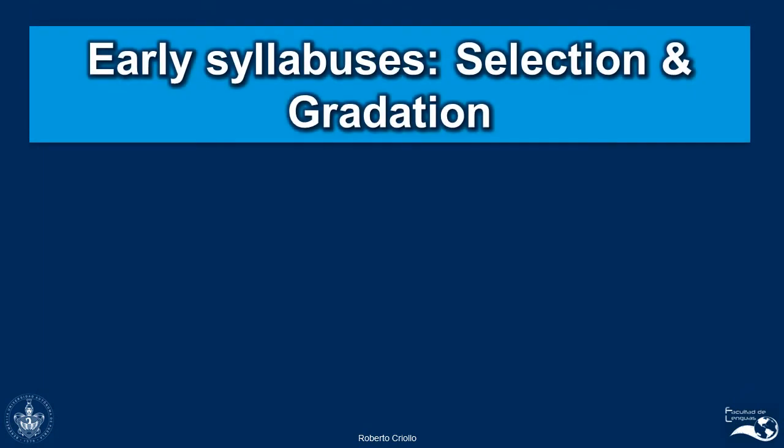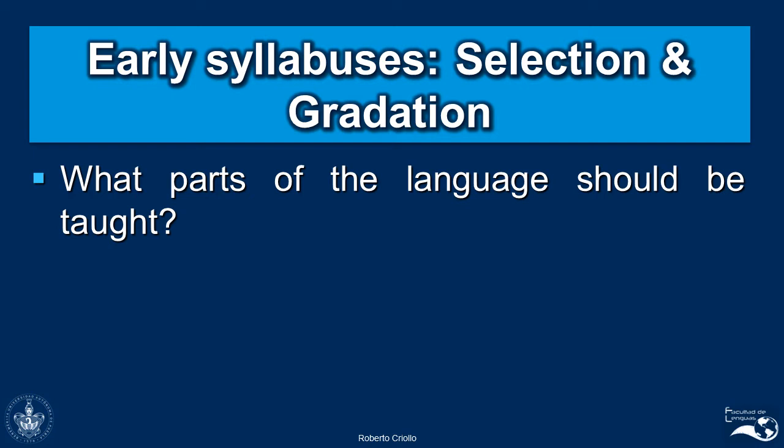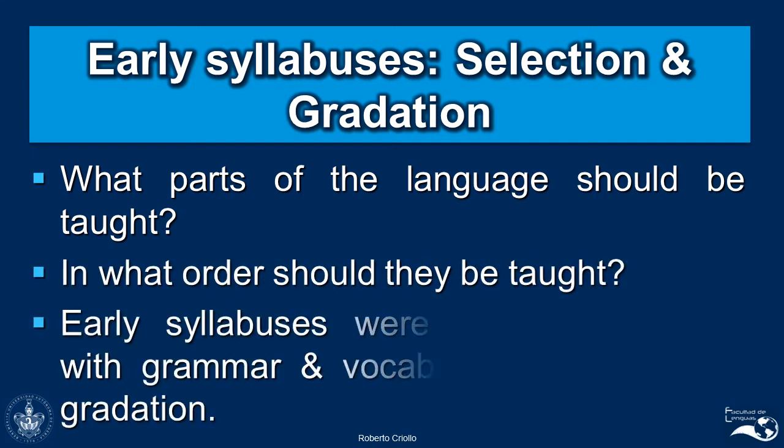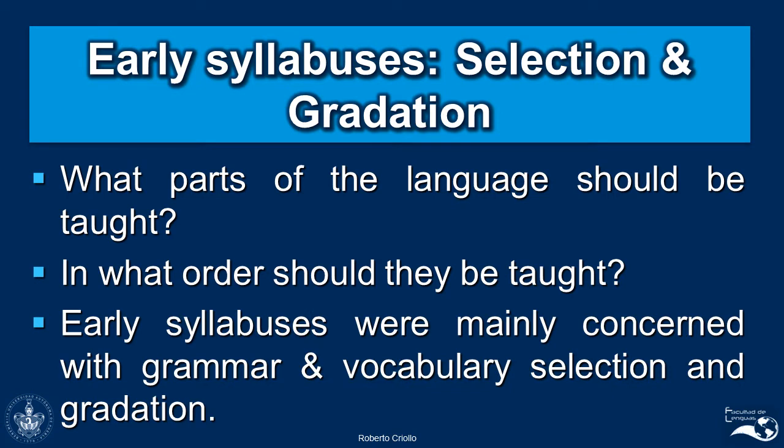Thus, the early syllabuses basically were concerned with the selection and gradation of contents: what parts of the language should be taught, and in what order they should be taught. And basically, as I already mentioned, the main elements in the syllabuses were grammar and vocabulary. So they wanted to select appropriate vocabulary and grammar structures in order to teach them.